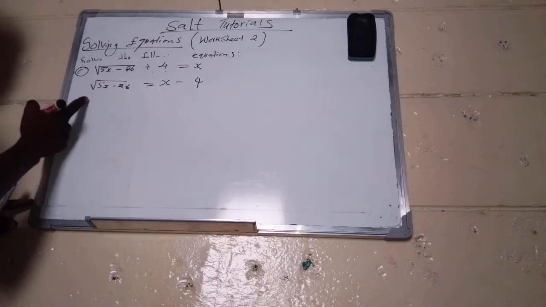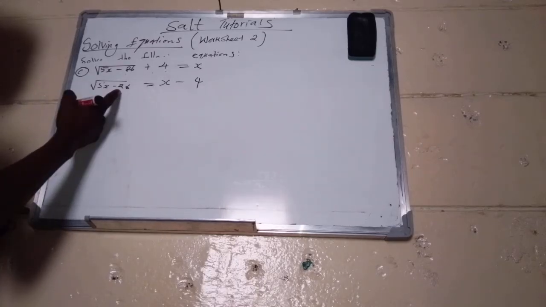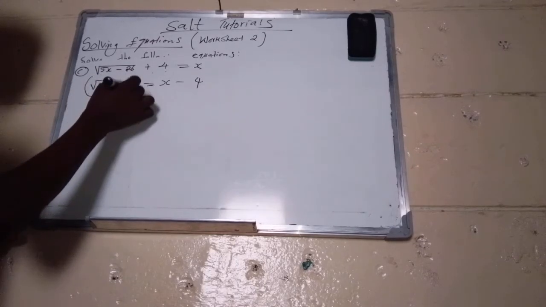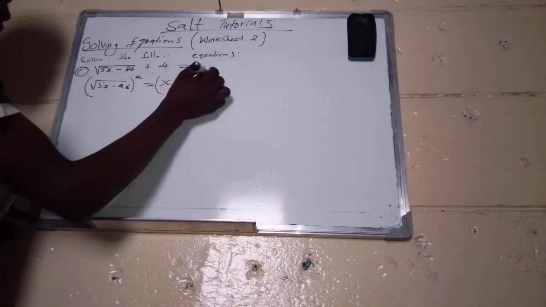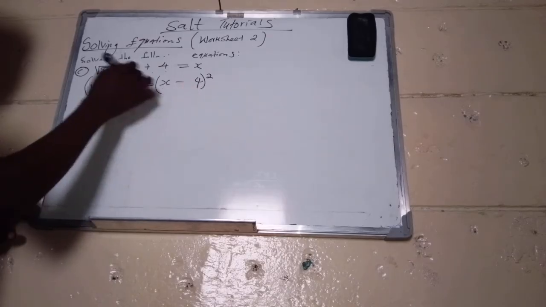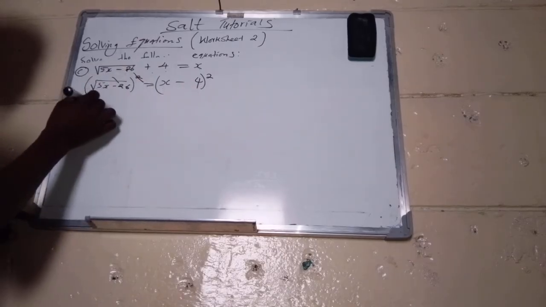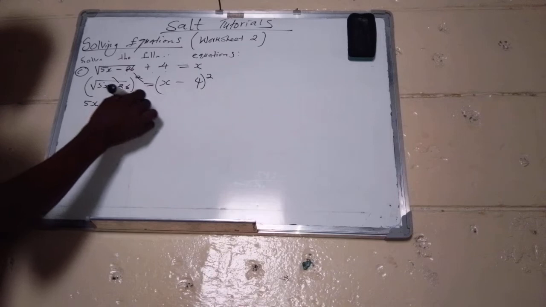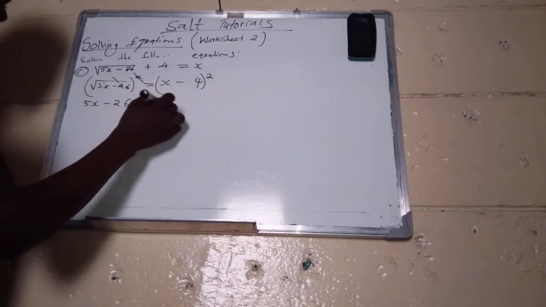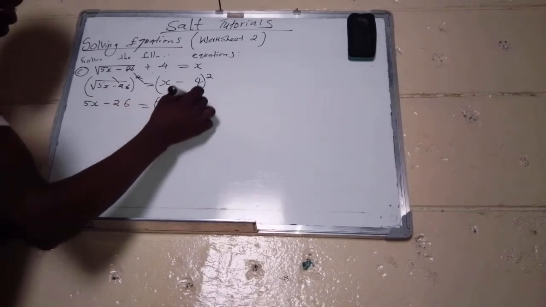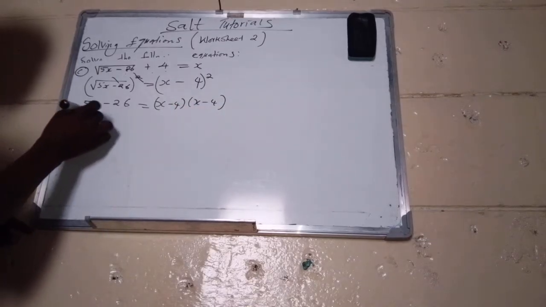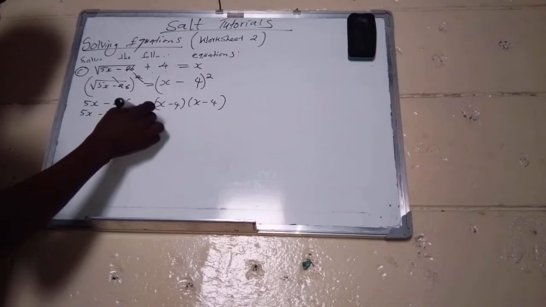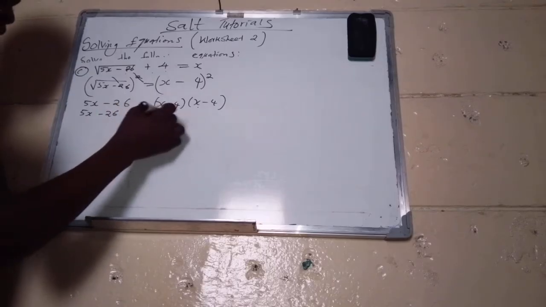Next step, make sure this radical is deleted. How can I delete it? By raising it to an appropriate power. Whatever I do to this side, I do to the other side. Squared, squared, so that this and this can go. I'm going to remain with 5x minus 26 is equal to, this can be expanded, x minus 4, x minus 4. So that we can have 5x minus 26 is equal to x squared minus 4x minus 4x plus 16.